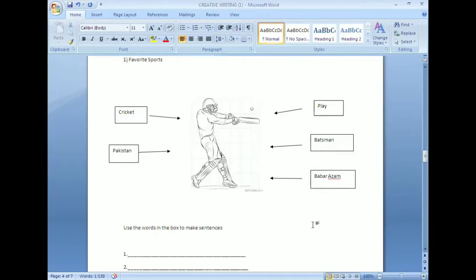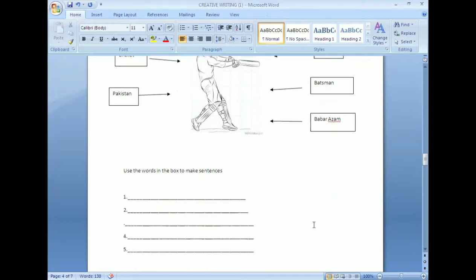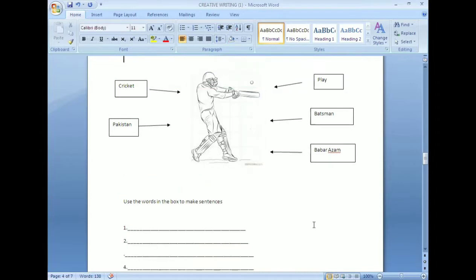So this is what you're going to do. You're going to be writing these 5 sentences using the words in the box. And remember, first of all, you're going to start with I love to play sports. And in sports, my favorite sport is cricket. That is how you're going to start. First, you have to describe what this exercise is. Talk about sports, and then talk about cricket, and then talk about the words in the boxes.